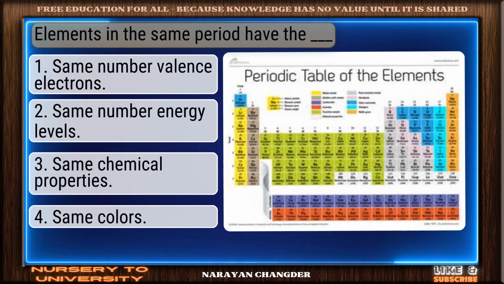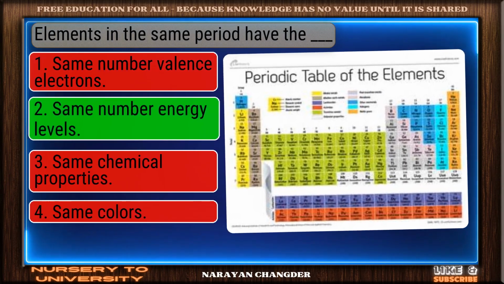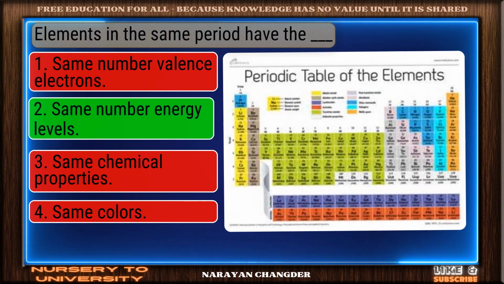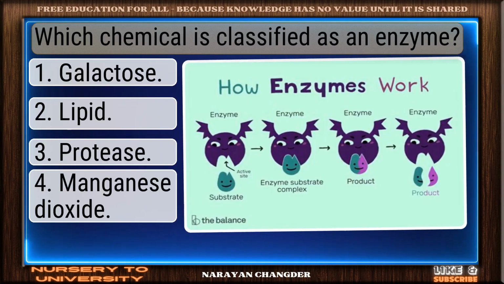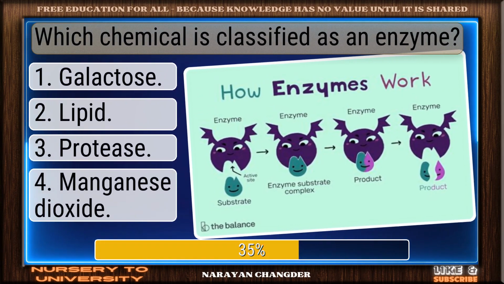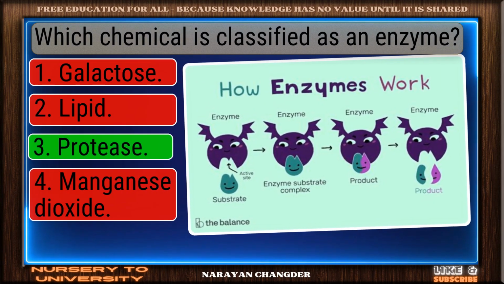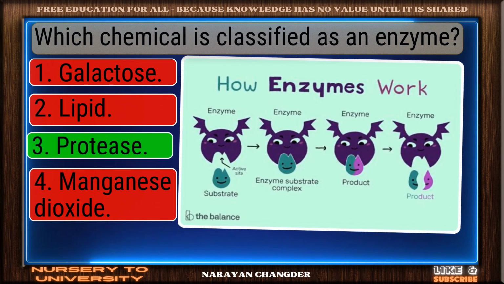Elements in the same period have the dash. Nice selection. Same number of energy levels is the correct and valid answer. Which chemical is classified as an enzyme? Right again. Protease is a valid answer.